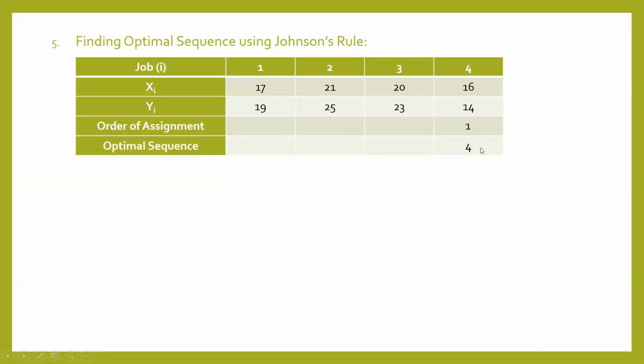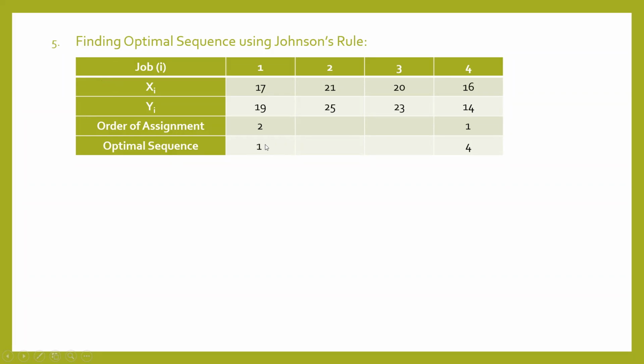Ignore this fourth job and now consider the first 3 jobs to find the minimum value. The minimum value is 17 here, and it is on the first machine. Okay, so the second order of assignment will be here. And because we have a slot available here at the beginning, this will be my first sequence.